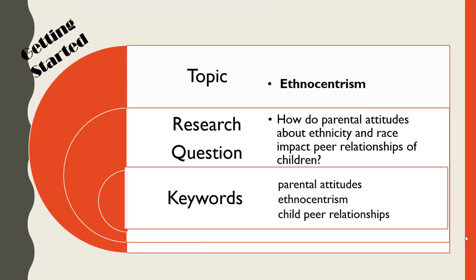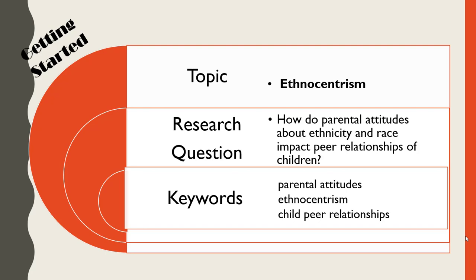So where do we start? Generally, we start with a broad topic, and we take that broad topic and we look at a book source. We'll go to a reference book. We'll go to a chapter book. We'll go to a textbook. And we'll get further understanding. We'll gather keywords. But once we have a handle on the aspects of that topic, we can then use the information we found to focus in on a very narrow research question, such as how do parental attitudes about ethnicity and race impact peer relationships of children?